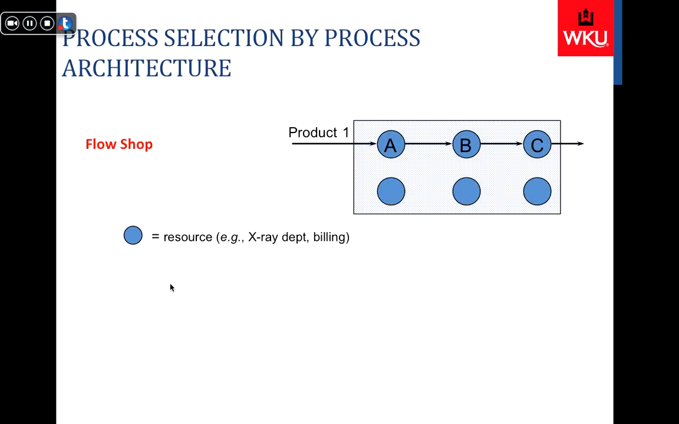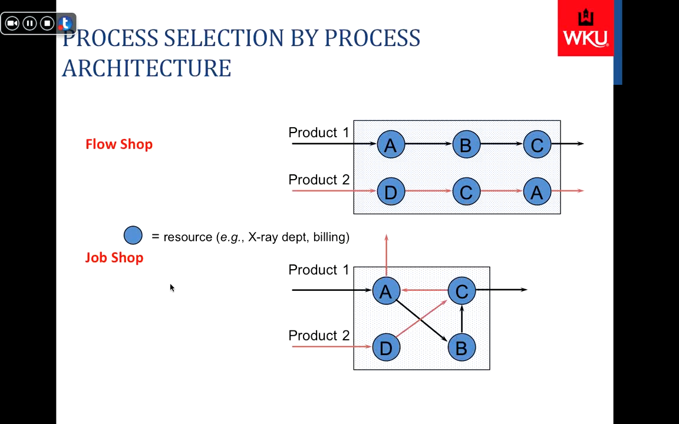Okay? The second one is according to process layout. So it's going to be either flow shop or job shop. In flow shop, the resources are dedicated to only one product. It's serial, like the X-ray department, billing. But in job shop, you have a network of activities, and each resource is going to be shared by different products. If you look at the network, resource A will be used by both product 1 and product 2.